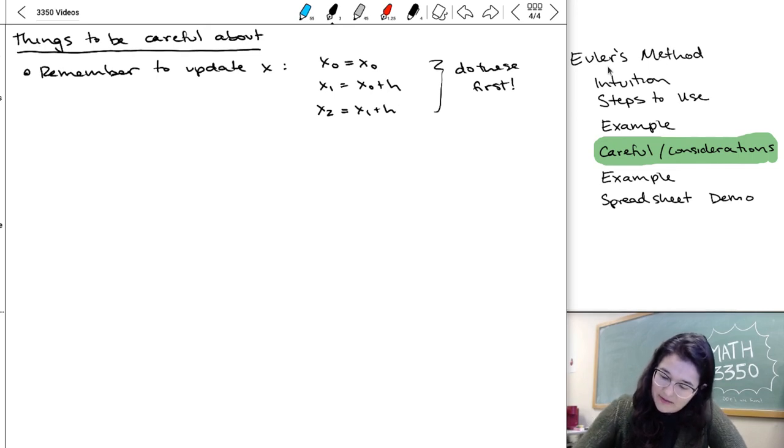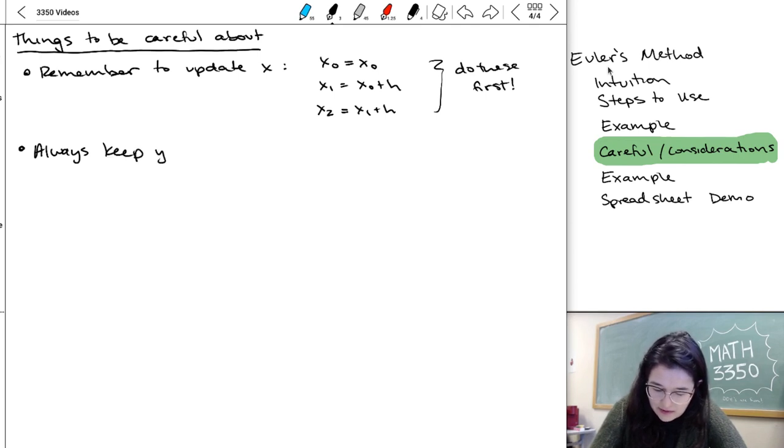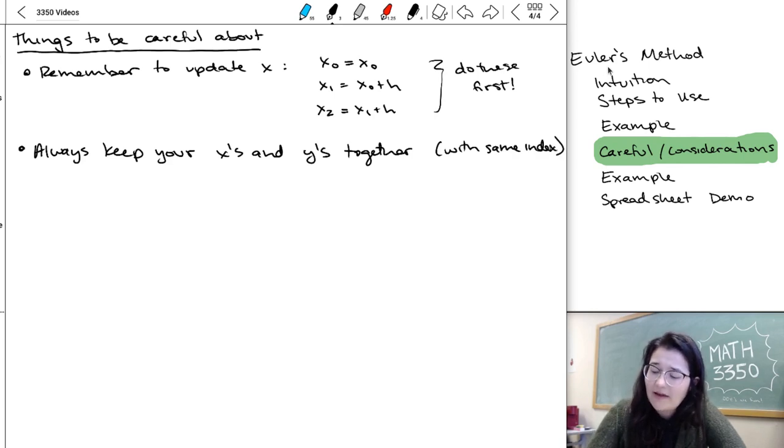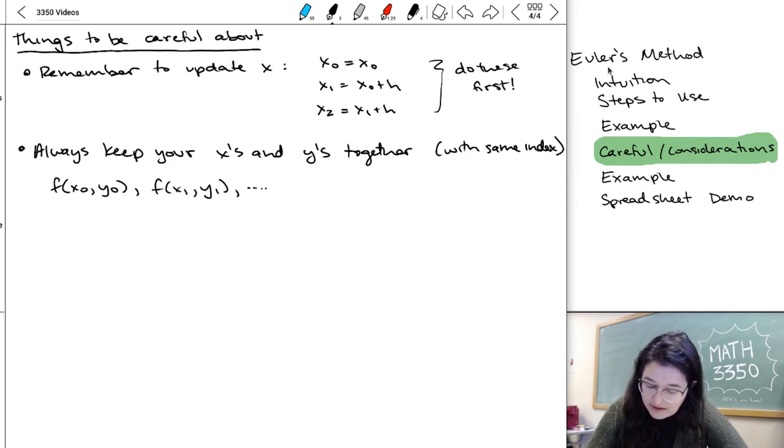After that, you should always keep your x's and y's together. And when I say together, I mean with the same index. So x0 belongs with y0, x1 belongs with y1. Make sure that they're always matching when you're using them. You want to have f of x0, y0, f of x1, y1, so on and so forth.